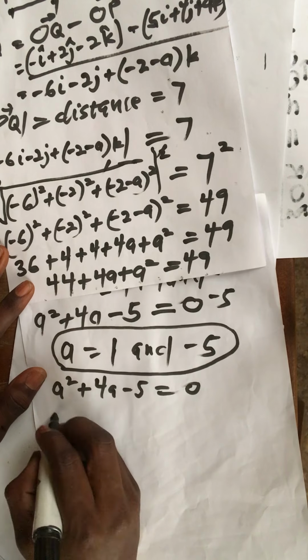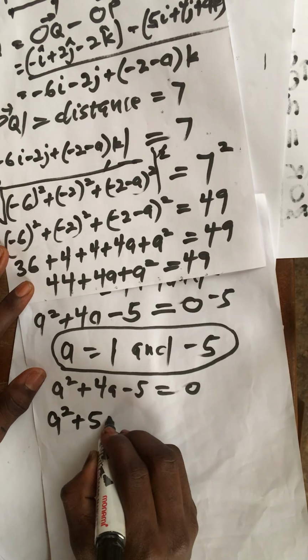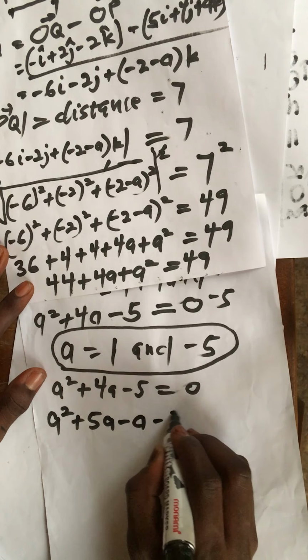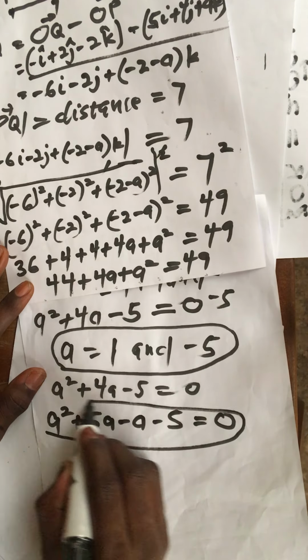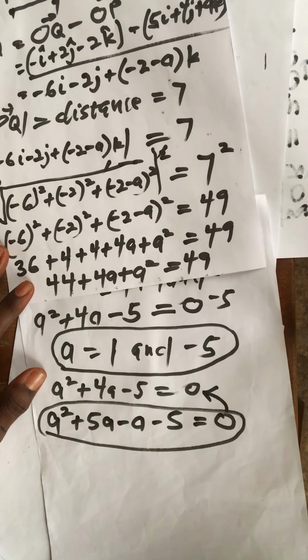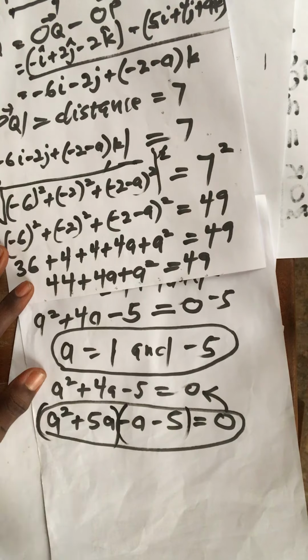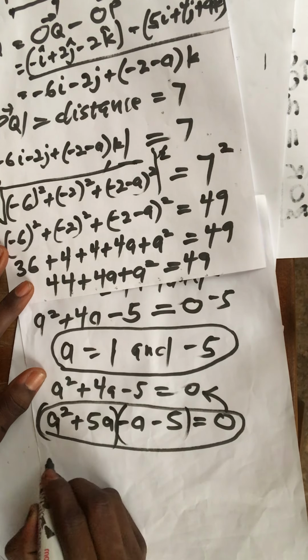You can expand this to give us a square plus 5a minus a minus 5 equal to 0. This equation is the same as this equation. So we take this and then we group them. Are you getting it? So let's factor out. We have a in common.